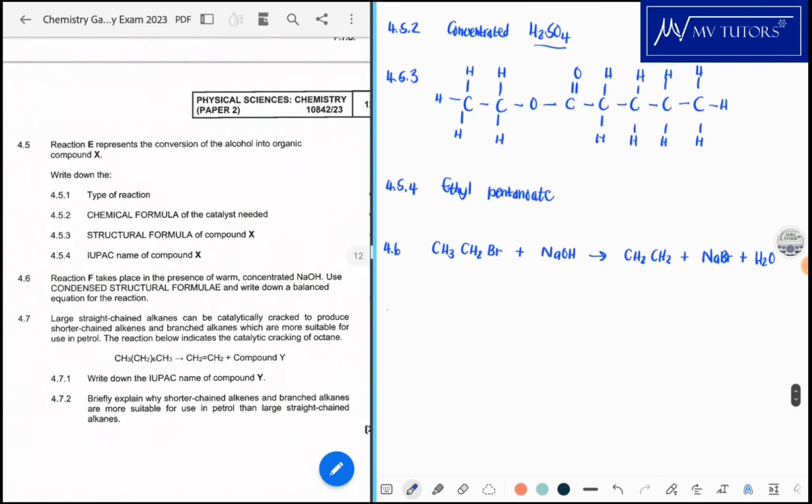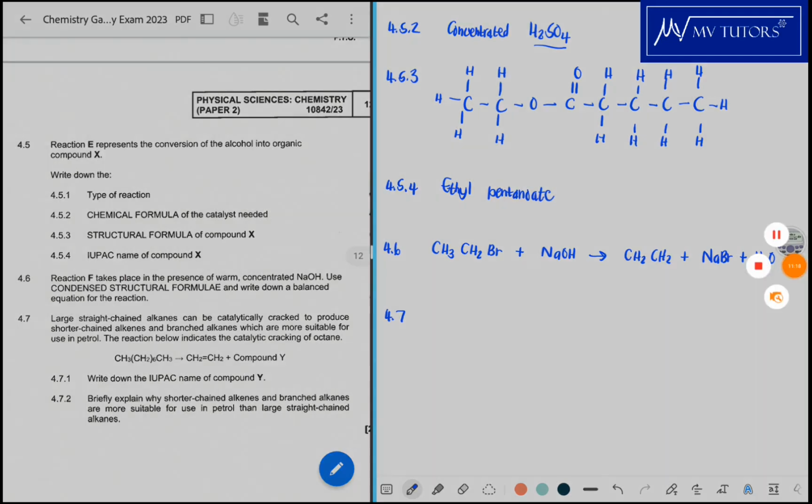Now 4.7, large straight chained alkanes can be catalytically cracked to produce shorter chained alkenes and branched alkanes, which are more suitable for use in petrol. The reaction below indicates the catalytic cracking of octane. Okay, so we have octane and it cracks, so now we have ethene, CH2, plus compound Y.